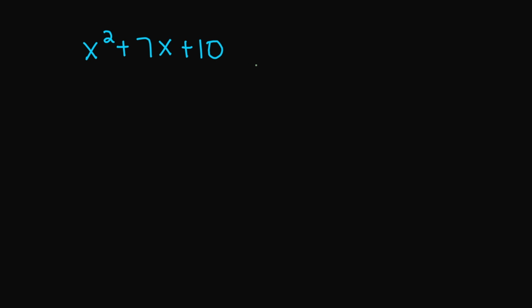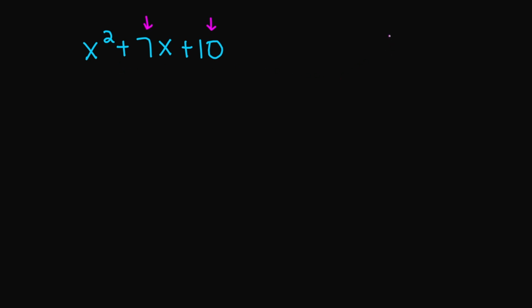Let's look at our first example here, x squared plus 7x plus 10. I need to find two numbers that when I multiply give me 10. Those same two numbers when I add or subtract need to give me 7. So let's look at some examples to see.